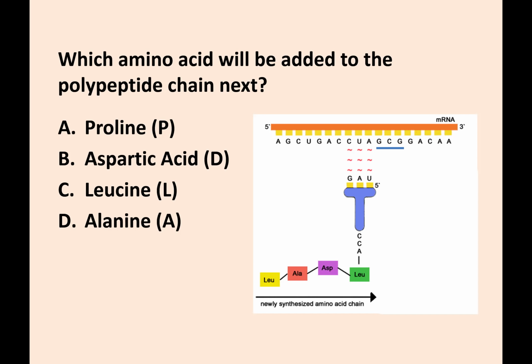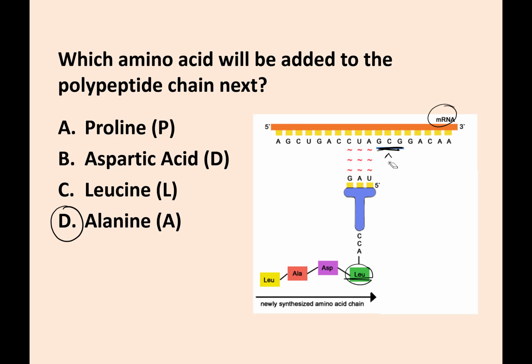All right. This next question says, which amino acid will be added next to the polypeptide chain? So what I want you to see is this is the mRNA, this is the tRNA, and it's already brought in leucine. So what is going to be the next amino acid? Pause the video, figure it out, look at your codon chart. And hopefully you figured out the GCG codes for alanine.